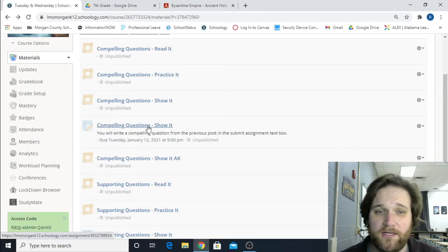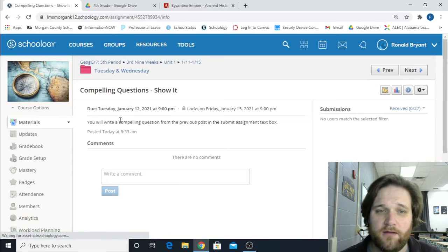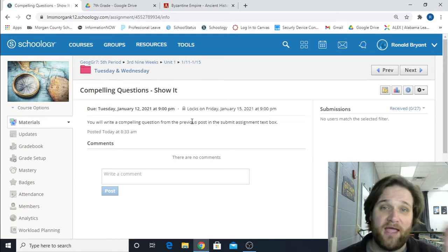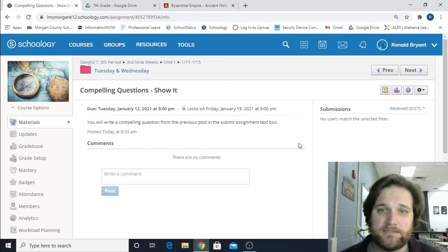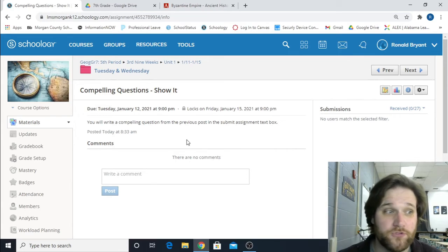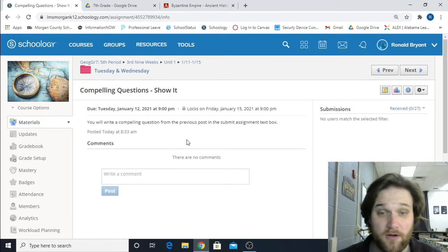Now mine's going to look a little bit different. When you click into this on your end, it's telling you you're right. A compelling question, one, not multiple, one question from that previous post. Now, your side, you will have a button over here that says Submit Assignment. Click it. You will then, in the text box that pops up, there's a thing where you can click blank, and you will type in your question. You're not attaching a PDF or anything else. That is what you do, and then you're going to hit Submit. That's your assignment. That is how you submit it.